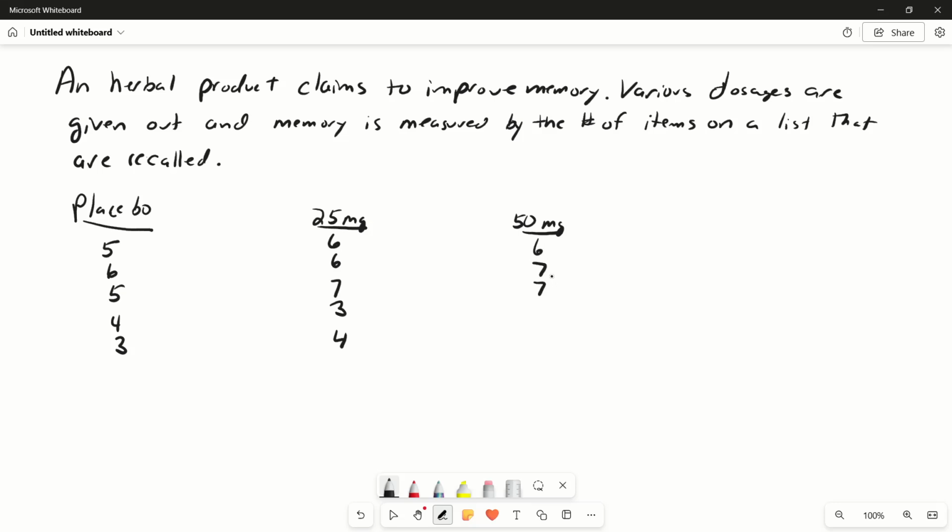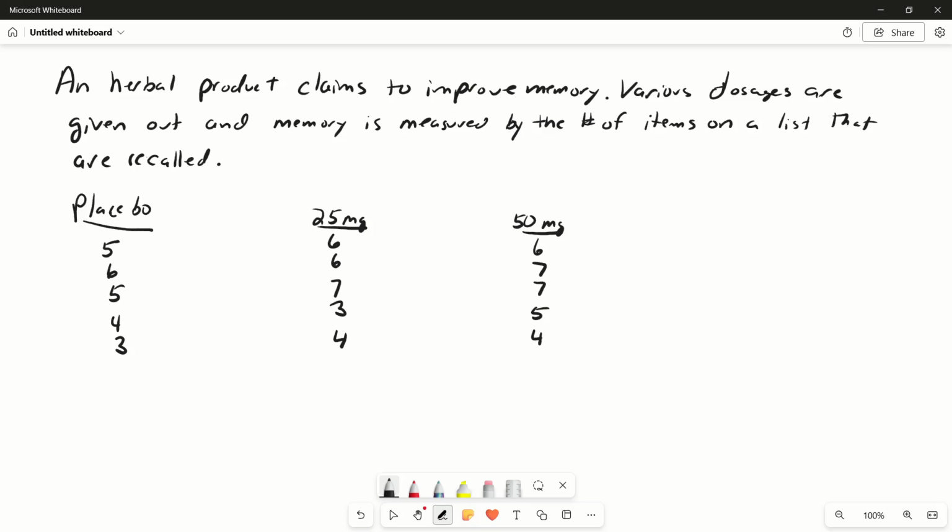So, does this herbal product increase memory? There are 15 participants. 5 of them are randomly assigned to get placebo, 5 of them randomly assigned to get 25 milligrams of this herbal product, and 5 people are randomly assigned to get 50 milligrams of this herbal product.